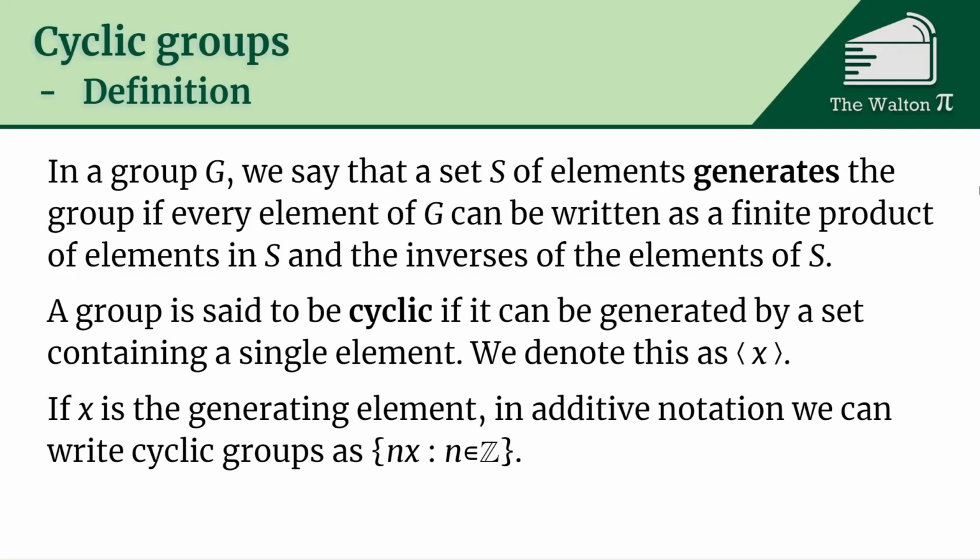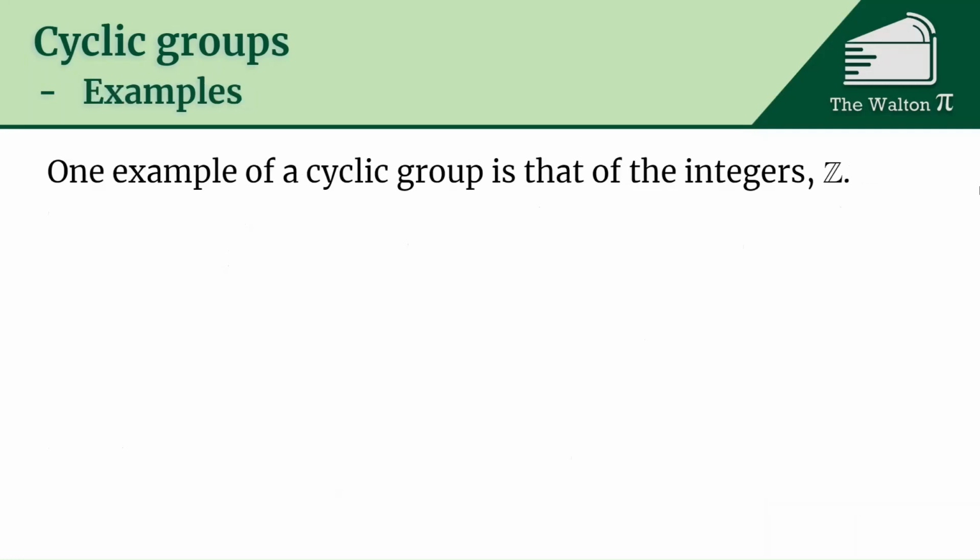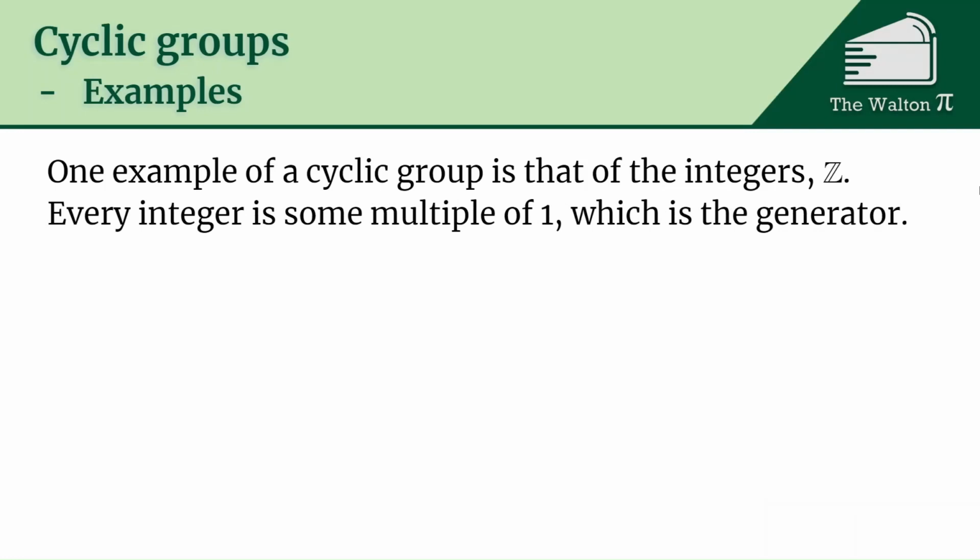So if X is the generating element, in additive notation, we can write cyclic groups as the set containing all nx, where n is an element of the integers. In the more standard multiplicative notation, we will write the group as x to the n, where n is an integer. So one example of a cyclic group is that of the integers. Every integer is a multiple of 1, which is our generator.